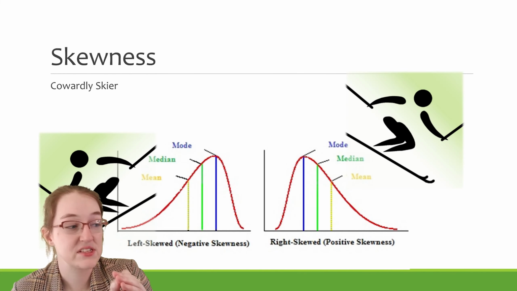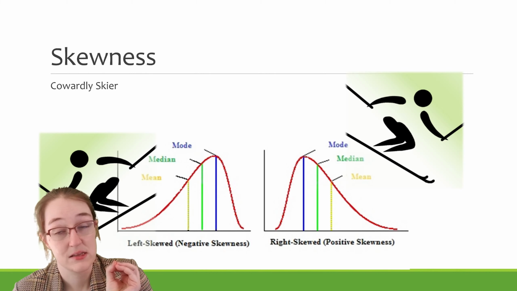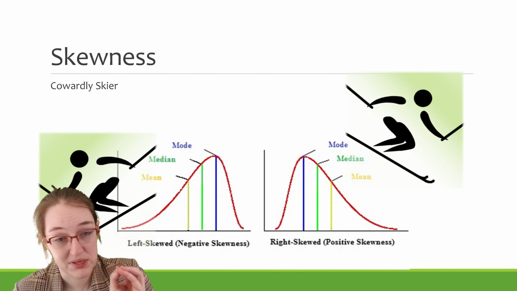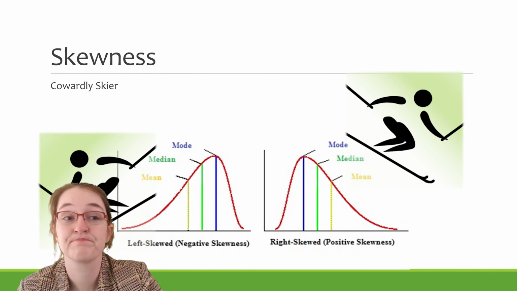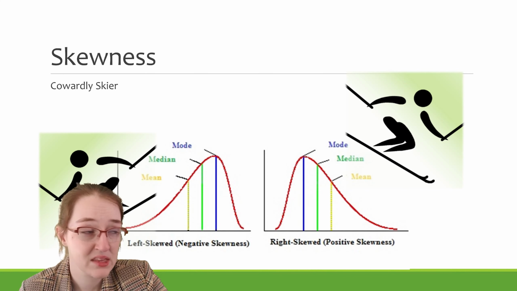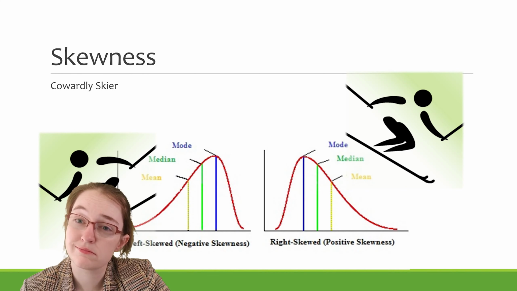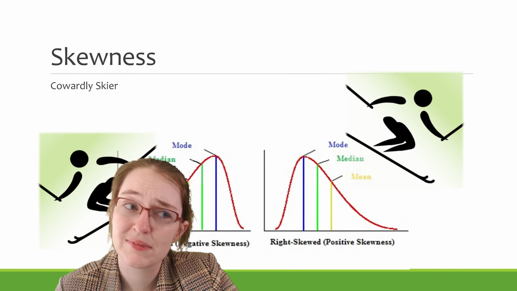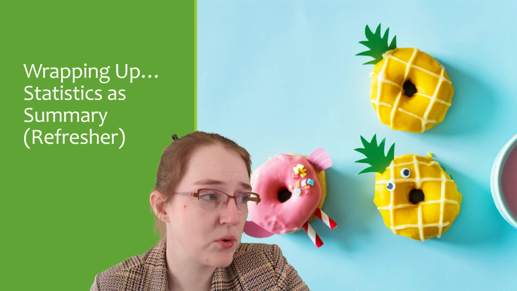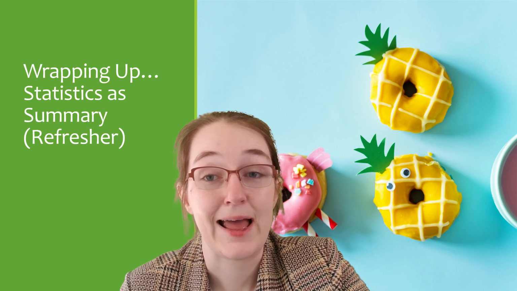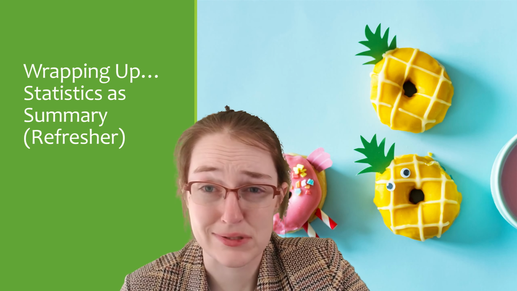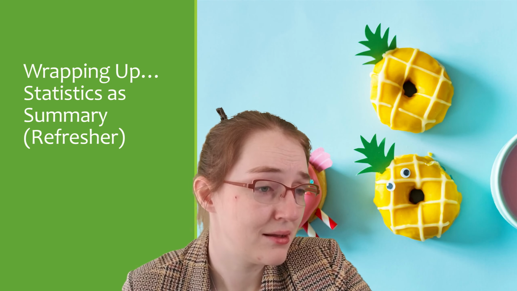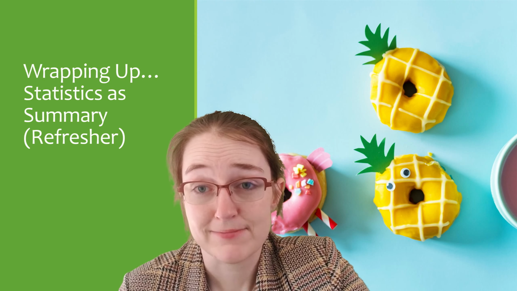So left skew, the mean is the smallest, median's in the middle, mode's the biggest. Right skew, mode is the smallest, mean is the biggest. So that's it for statistics as summary. For those of you who needed this little refresher, it's okay. It's been a while.